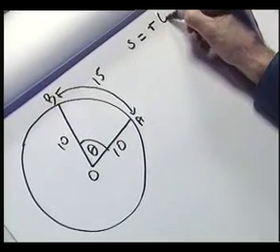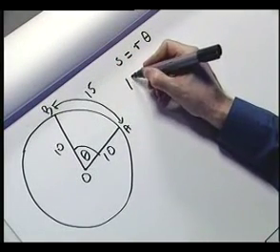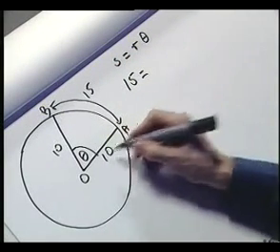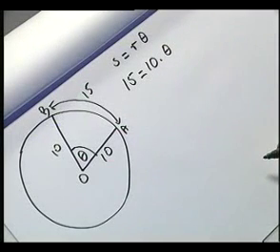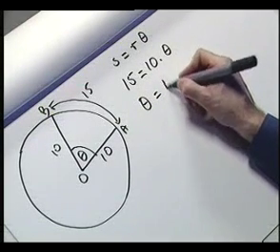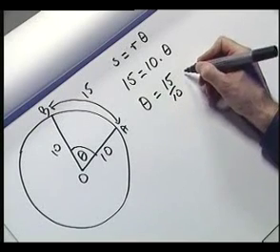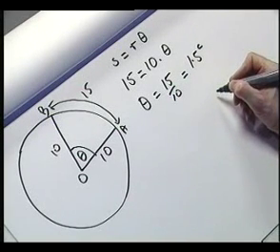So let's begin with our formula for arc length. S equals r theta. Our arc length is 15, our radius is 10, and the angle is theta. So we divide both sides by 10 to give us theta is 15 over 10, which is 1.5 radians.